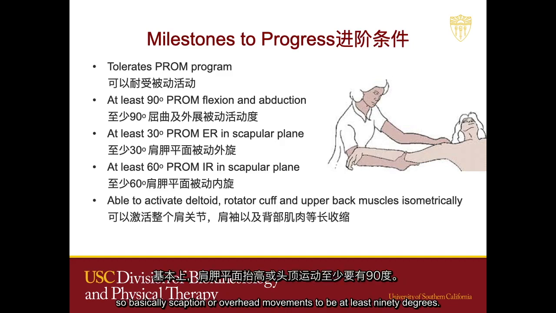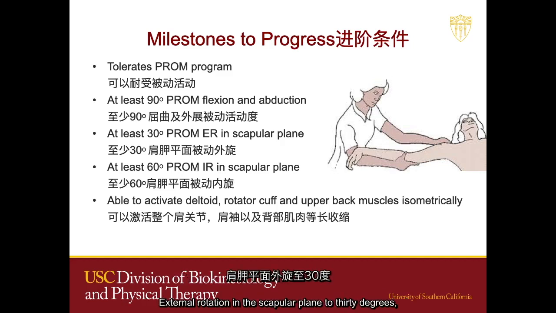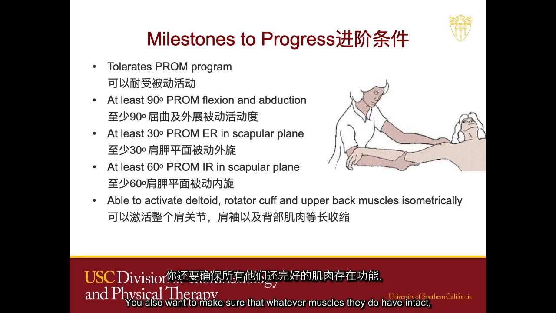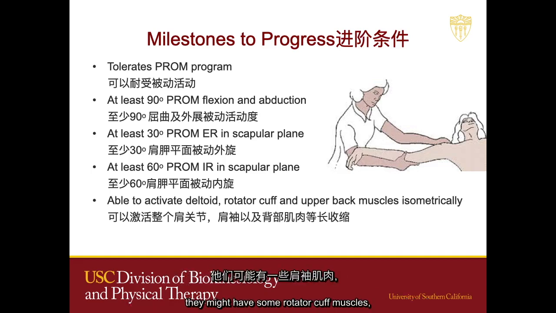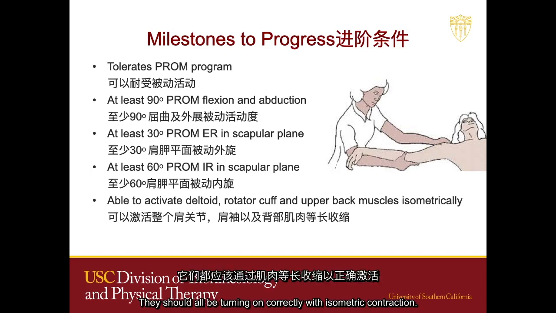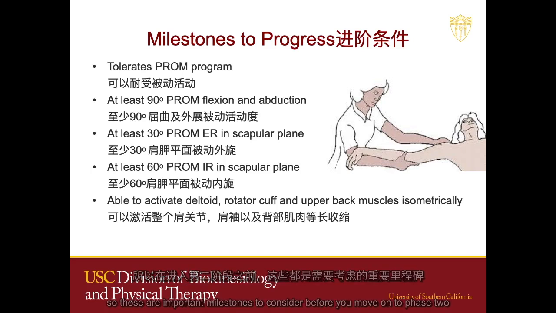So basically scaption or overhead movements to be at least 90 degrees. External rotation in the scapular plane to 30 degrees, and internal rotation in the scapular plane to 60 degrees. You also want to make sure that whatever muscles they do have intact, they always are going to have the deltoid, they might have some rotator cuff muscles, and they will definitely have the scapular muscles. Those should all be turning on correctly with isometric contraction. So those are important milestones to consider before you move on to phase 2.